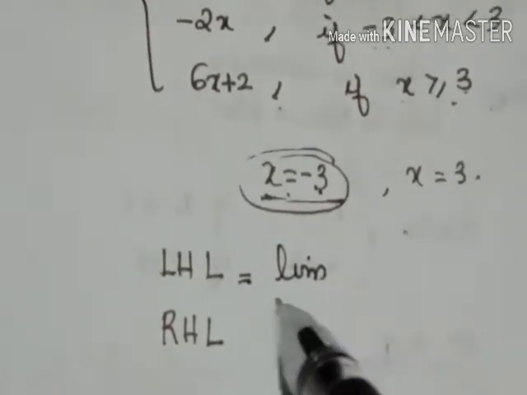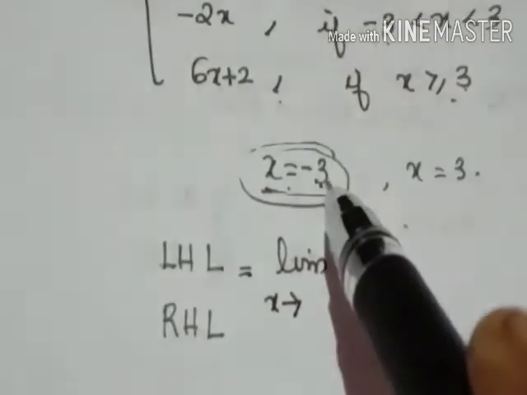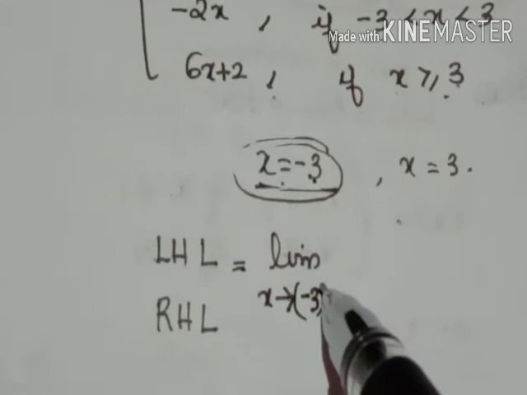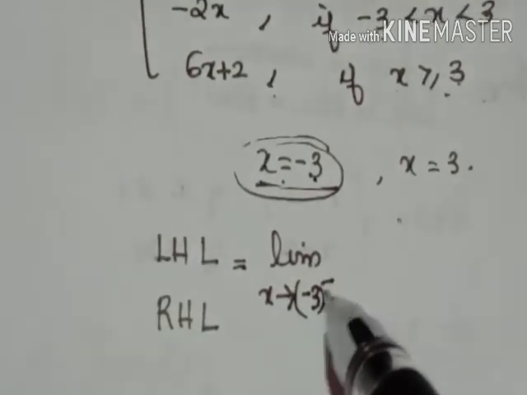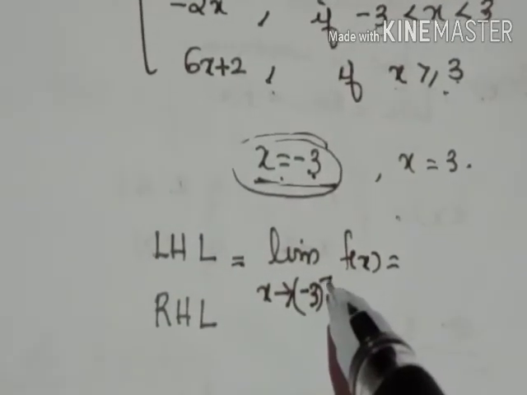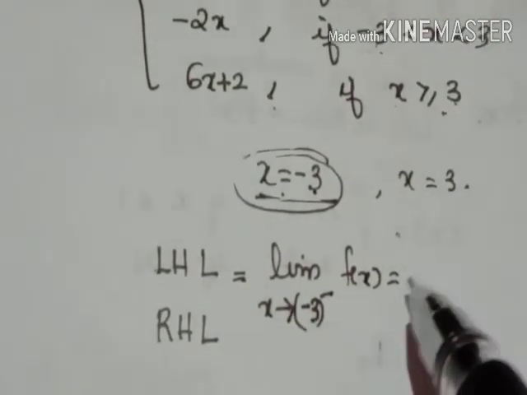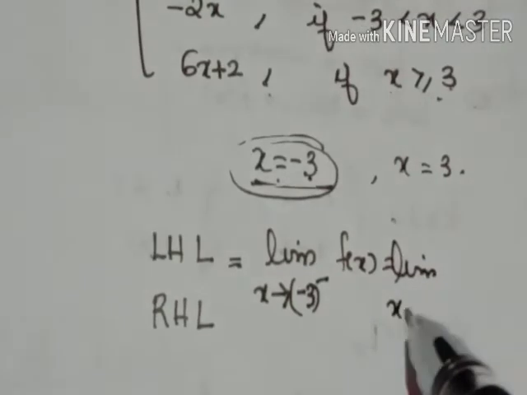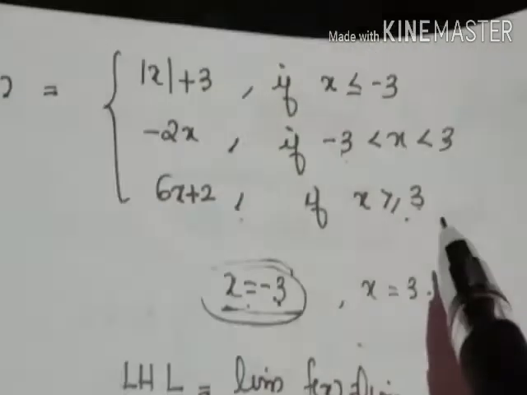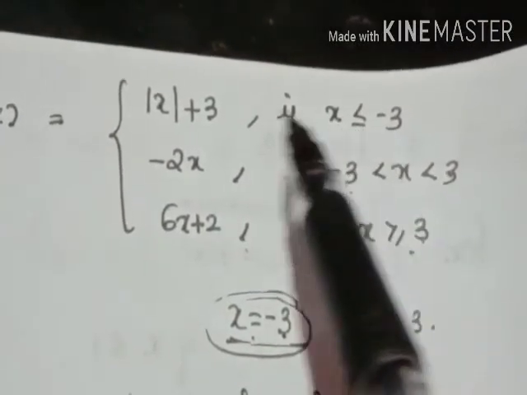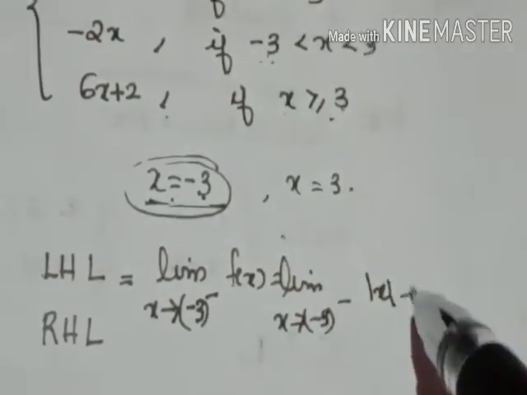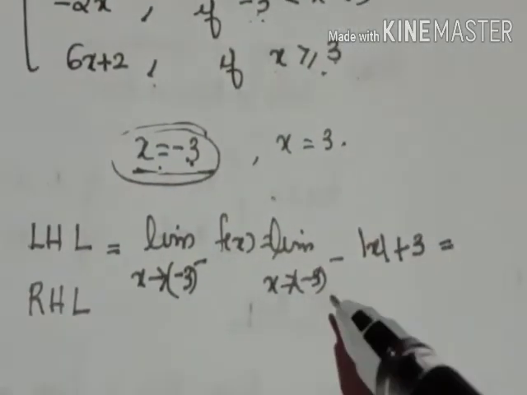So left hand limit equals limit x tends to, our number is minus 3. So put a negative sign here because it is the left hand limit. This means less than minus 3. So replace f of x from the given function. Less than minus 3 means this is the interval. Therefore the function is mod x plus 3.